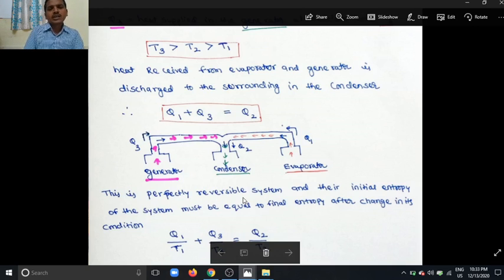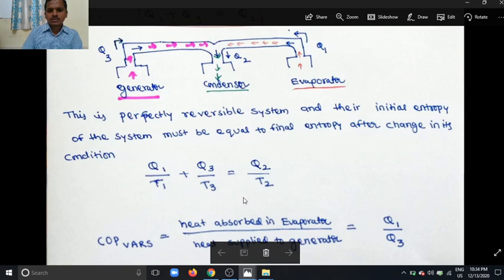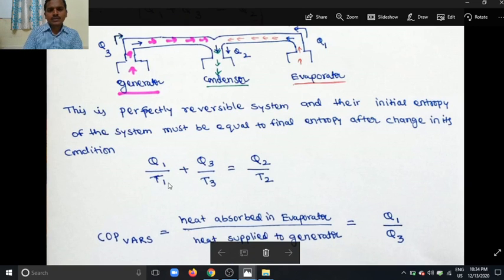So this is a perfectly reversible system, and the initial entropy of the system must be equal to the final entropy after its change in condition. So that's why Q1 by T1 plus Q3 by T3 is equal to Q2 divided by T2. The sum of this entropy is equal to the sum of this entropy. So that's why it is perfectly reversible.